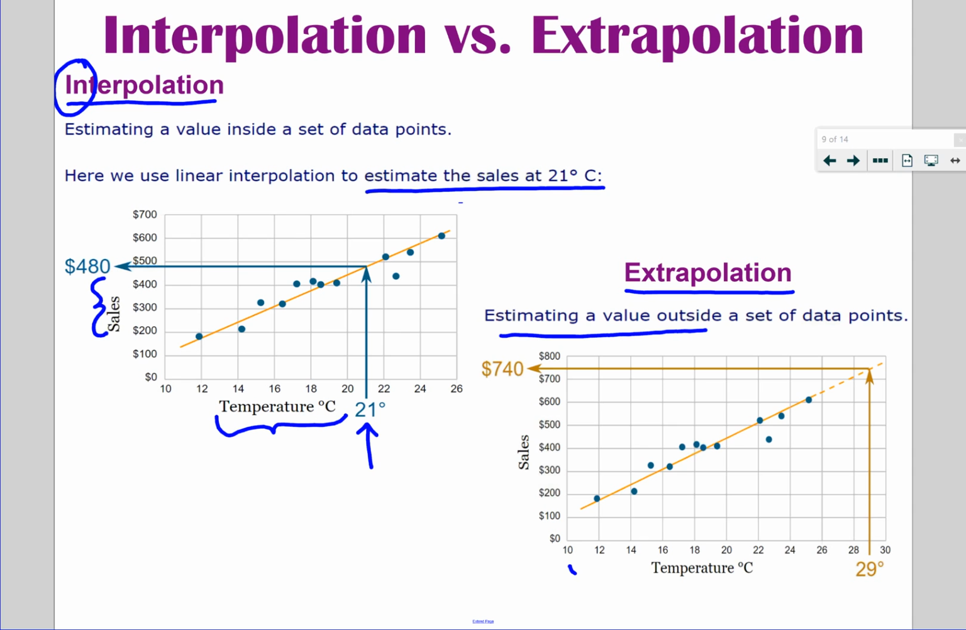So here we have the same picture. I've got my temperatures in degrees Celsius. I have my sales, but in this example, they're estimating what the sales are when it's 29 degrees Celsius. And you can see that's past all of the data values that have already been collected. So we're still able to answer that question using our line of best fit, but we are extending the question and our data values beyond what we know to exist already. So interpolation is inside, extrapolation is outside. Good way to remember it.